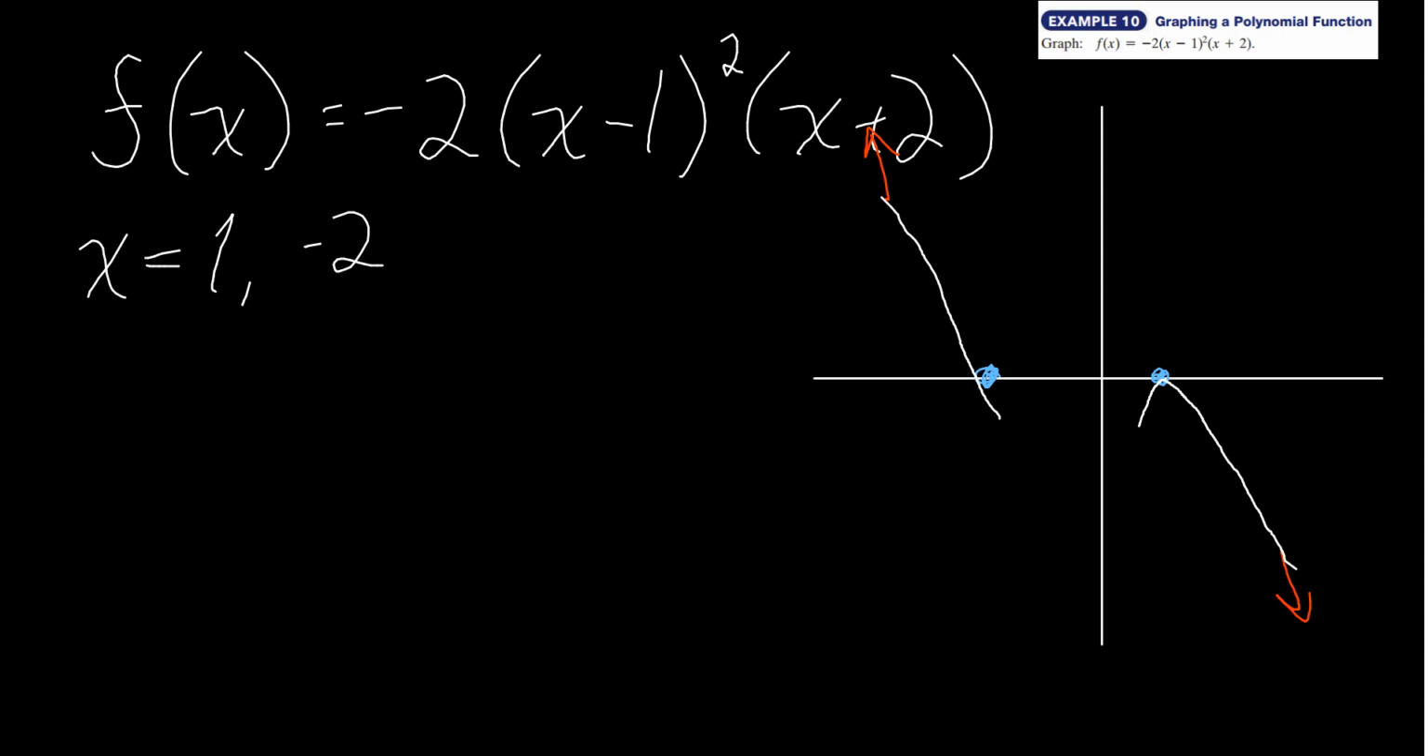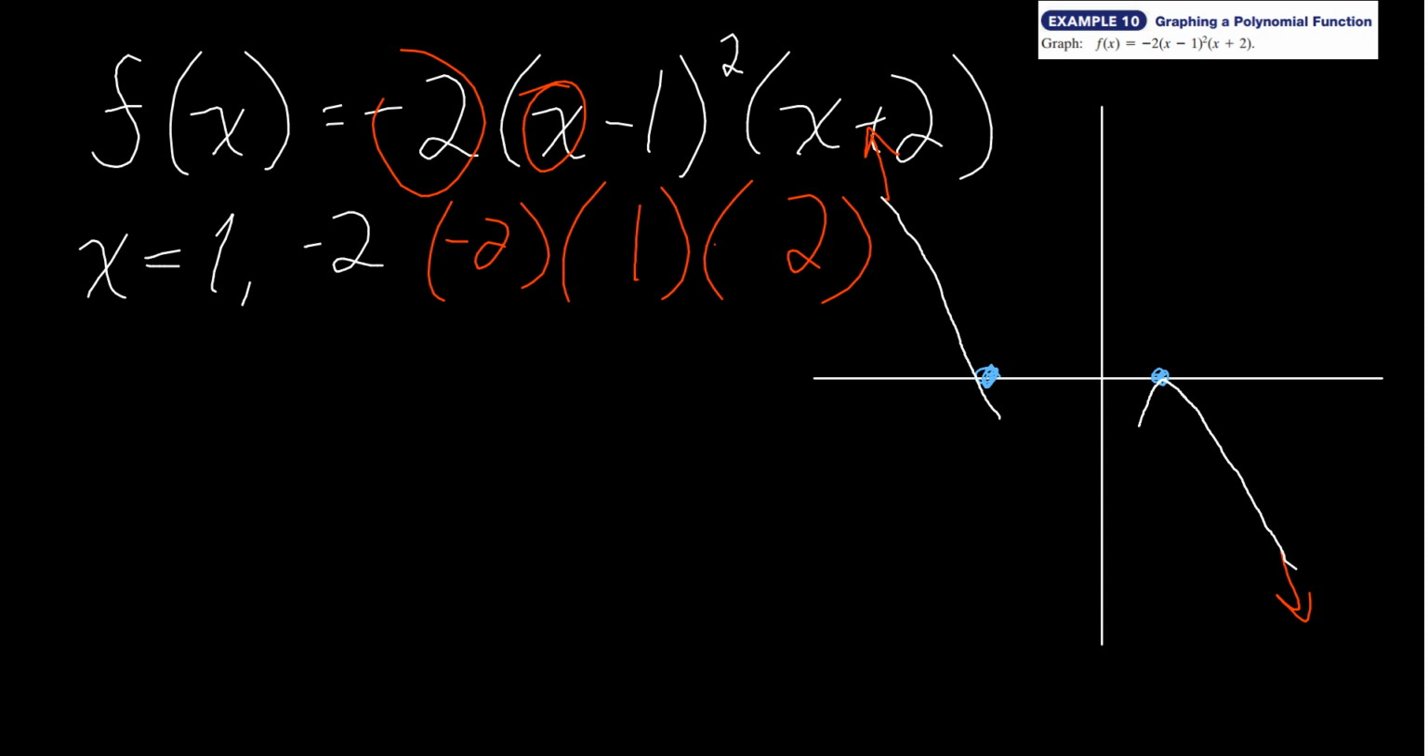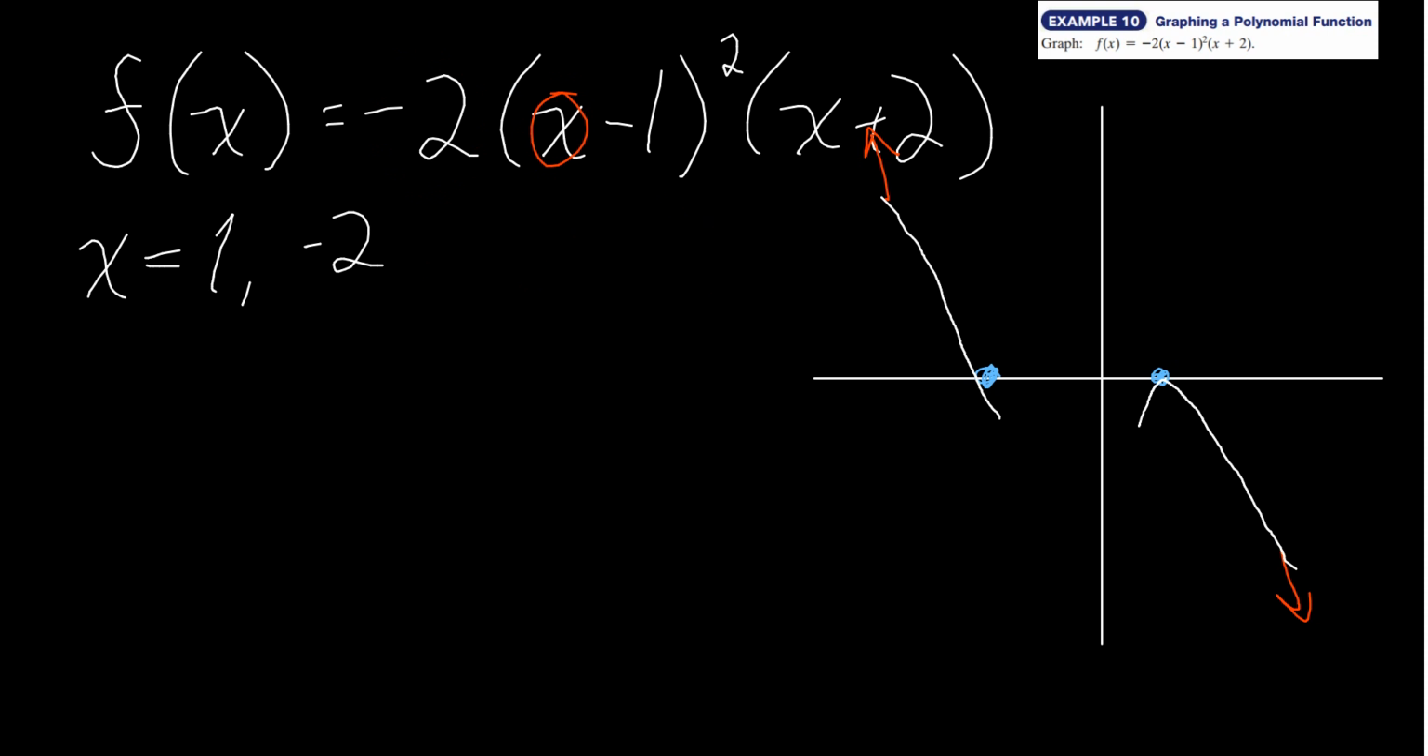So let's do some mental math here. If you have a 0 here, 0 minus 1 is negative 1. Negative 1 squared is a 1. 0 plus 2 is a 2. And then we have a 1 times a 2 here, and then times this negative 2 out here, right? Negative 2 times 1 times 2 is a negative 4. All I do is plug in 0 for x, and solved. So I have a y-intercept at negative 4.